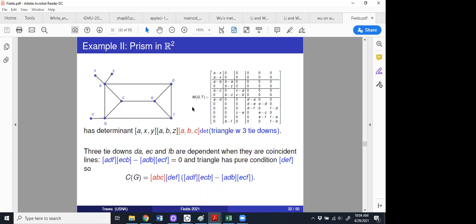Remember, that's a polynomial in the brackets that vanishes when this framework has an infinitesimal motion that's not a rigid motion. This framework is isostatic in the sense that it's generically rigid, but in special positions, where the pure condition vanishes, we're going to find that it actually has motions.